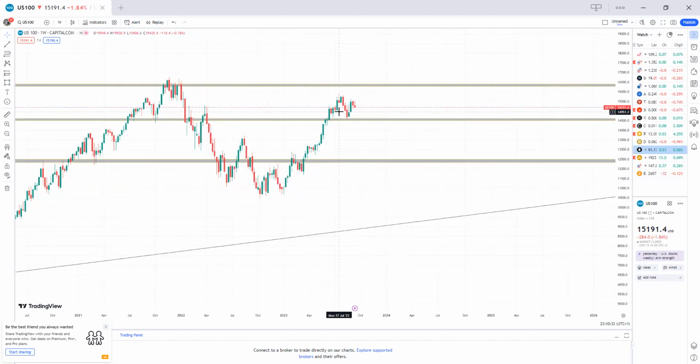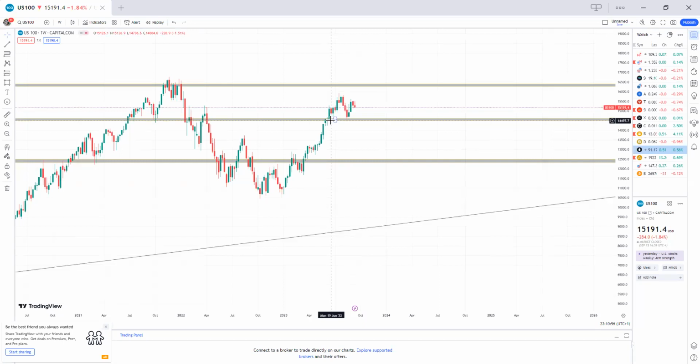We broke out from that resistance, as you can see, guys. We've retested it. In price action, this is what we call a breakout and retest. If price breaks out from a support, it turns into resistance. If price breaks out from resistance, it turns into support. So that's what's actually happening there.